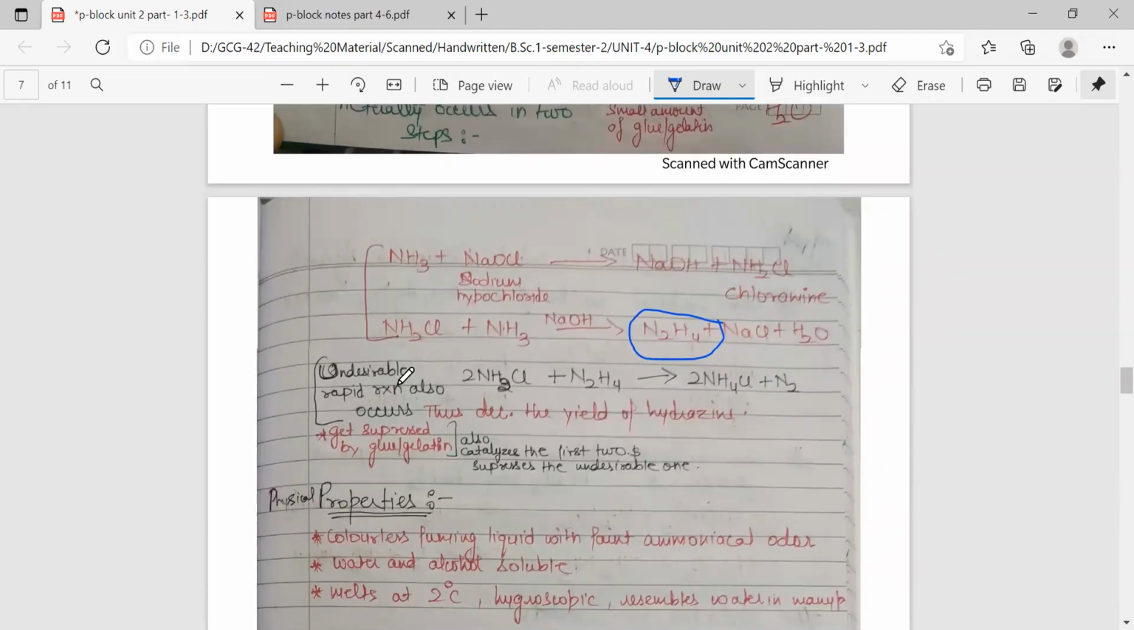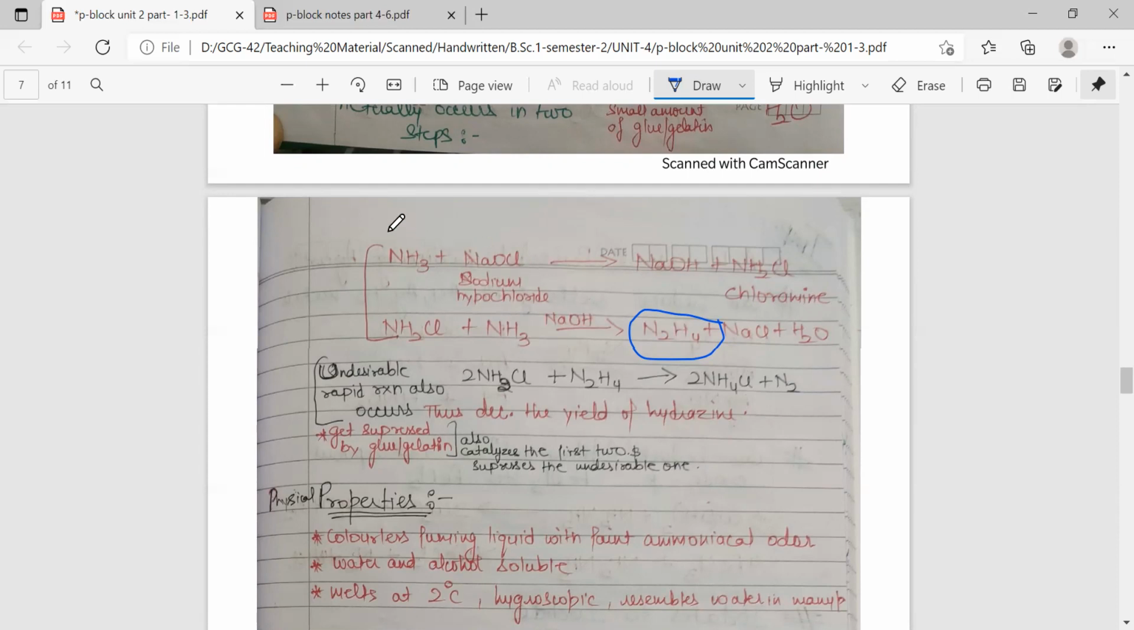Now an undesirable rapid reaction is also there. When chloramine is obtained, it has a tendency to react with this N2H4, which is our product hydrazine. This will consume the hydrazine obtained and lower the yield of hydrazine formed. So it reacts to give back ammonium chloride. This reaction can be suppressed by the presence of glue or gelatin. These two things also act as catalyst in the first two reactions, and this suppresses the undesirable third reaction which we have discussed.